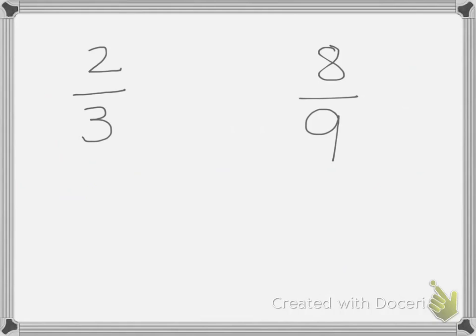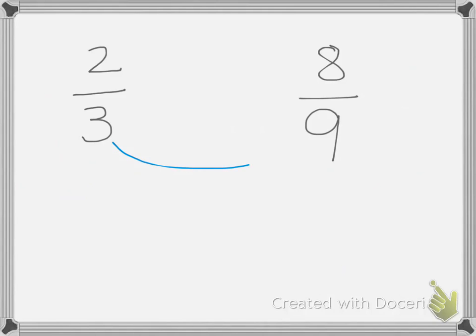Okay, let's look at another one. Again, I've gone through my list of questions. The numerators are different. The denominators are different. If I look at these, I can tell both of them are more than 1/2. So 1/2 isn't really going to help me. So I need to multiply. So I want to make my denominators the same.